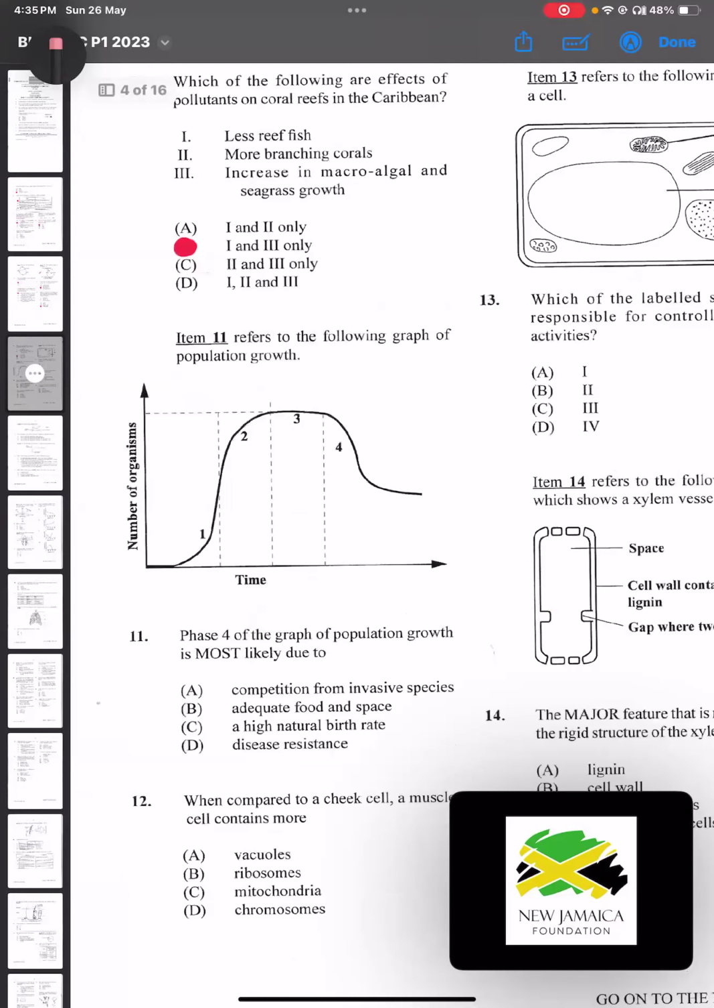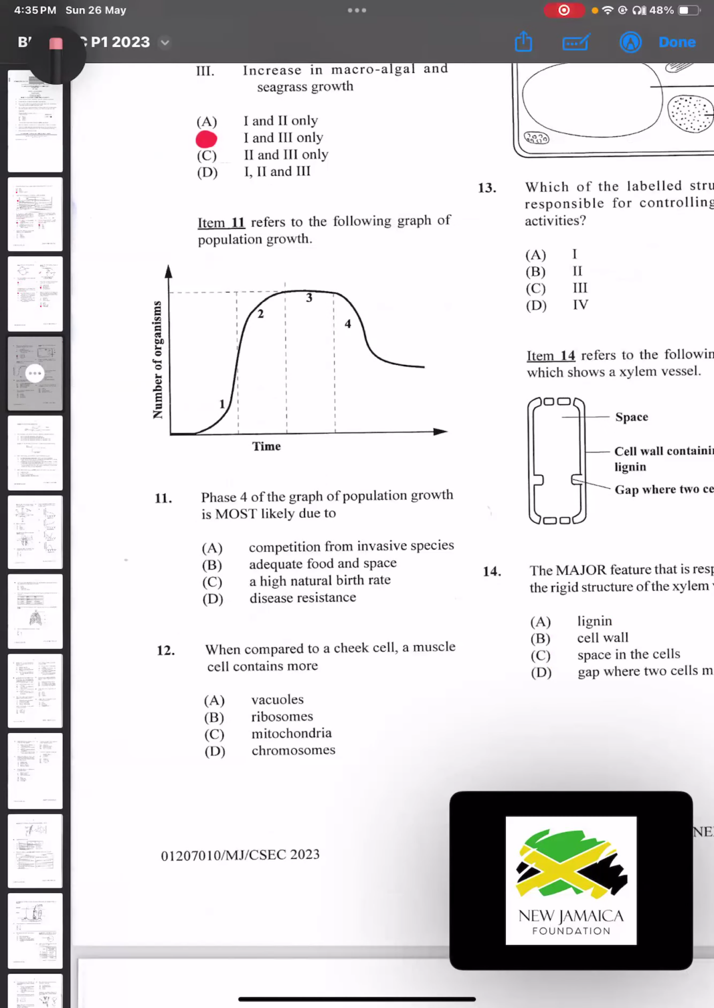Number 11 is asking you about this graph right here, and we know that this graph is basically a sigmoid growth graph, so the different stages of growth in a population. It says stage 4, where you see population decline, what would it most likely be a result of? We know that if they have adequate food and space, that won't cause the population to decline. Same thing for birth rate and disease resistance. So A is the only appropriate answer there. If you're not 100% sure, you can look at the other answers and just eliminate based on what makes sense and what does not make sense. So A is the most appropriate answer.